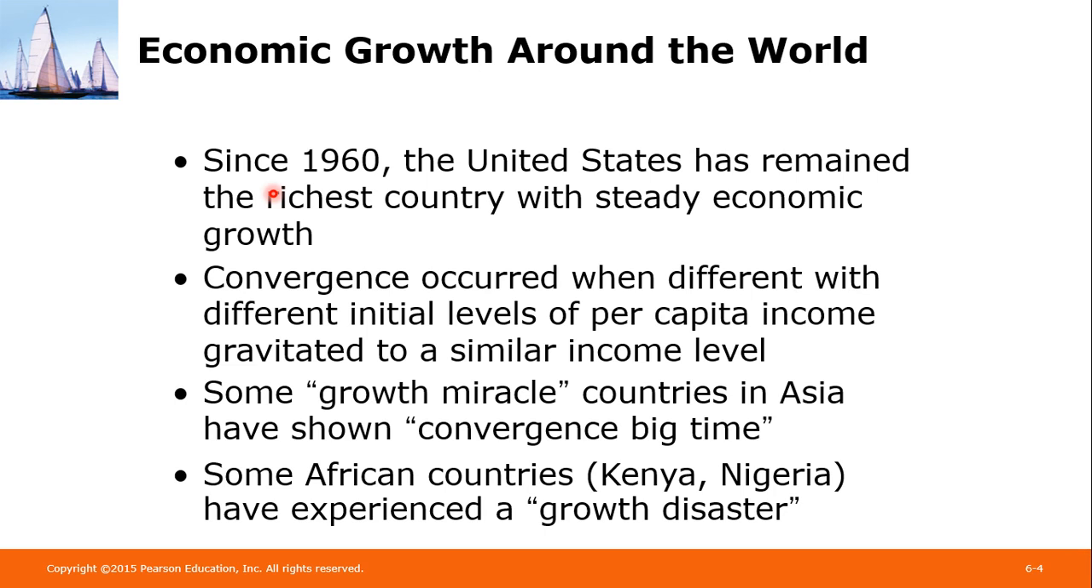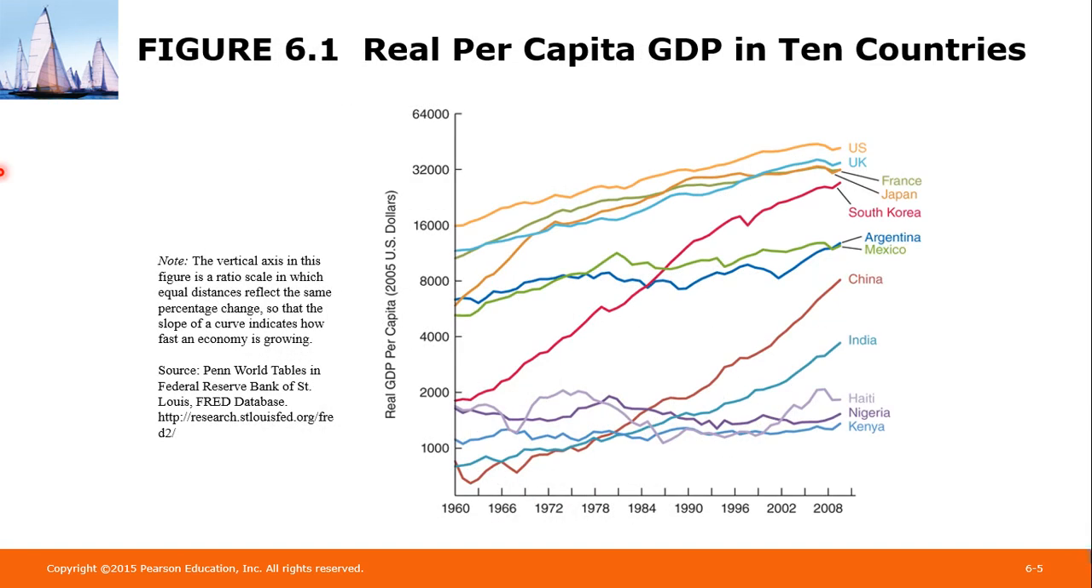So let's look at economic growth around the world. Since 1960, the United States has remained the richest country with steady economic growth. Convergence occurred when different initial levels of per capita income gravitated to a similar income level. Some growth miracle countries in Asia have shown convergence big time, and some African countries have experienced a growth disaster.